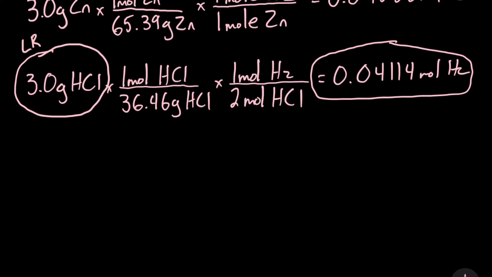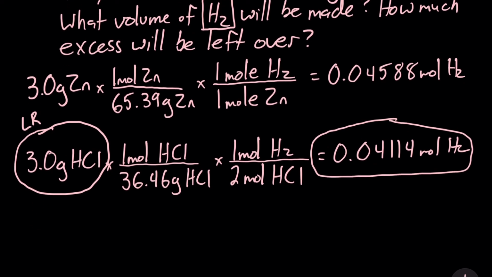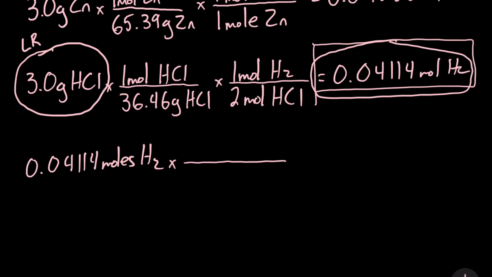Now the next part of the question asks what volume of H2 will be made. While we're doing that part, we need to use the amount of H2 produced with our LR. So 0.04114 moles of H2 is produced from our LR. And we're going to go to volume. Since it's the volume of a gas, we can use that gas constant that we learned in our moles unit.